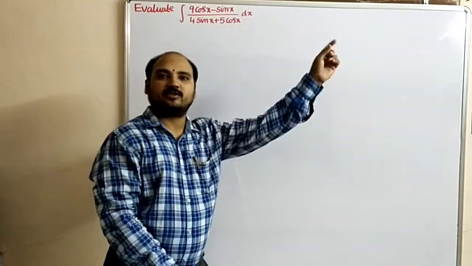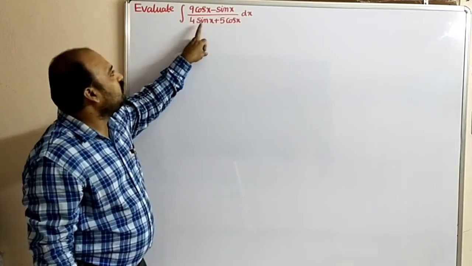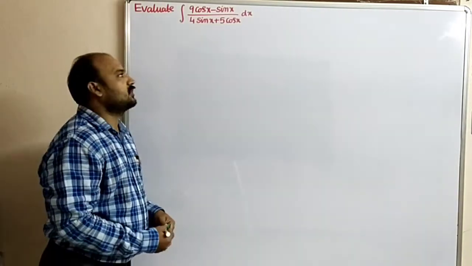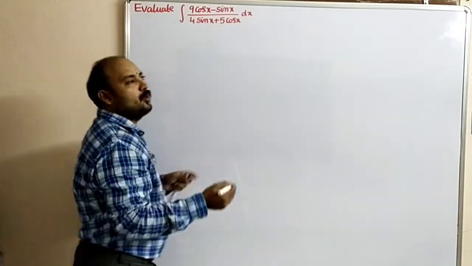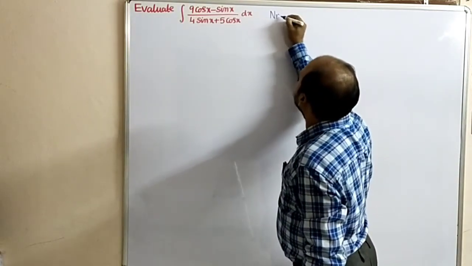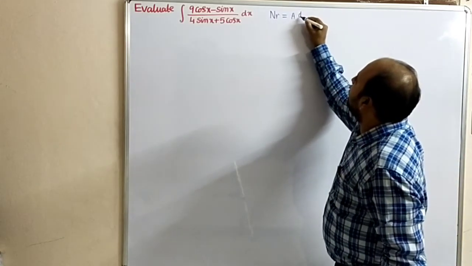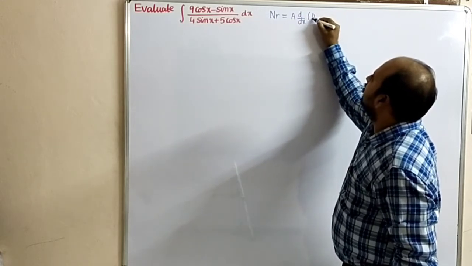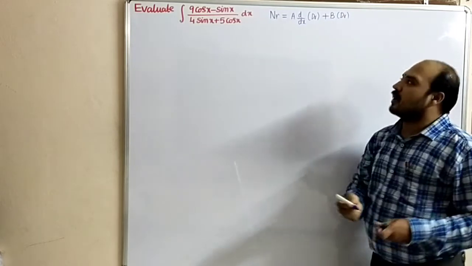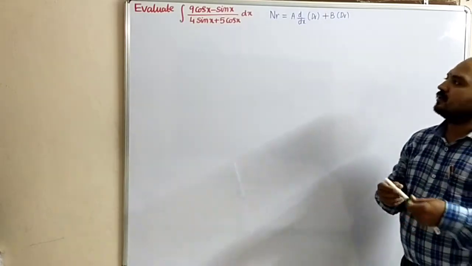Let us have a discussion. For example, evaluate integral (9 cos x minus sin x) divided by (4 sin x plus 5 cos x) dx. So, as usual, the working rule says that numerator is equal to capital A into d by dx of denominator plus capital B into denominator. So now substitute the respective values of numerator and denominator.